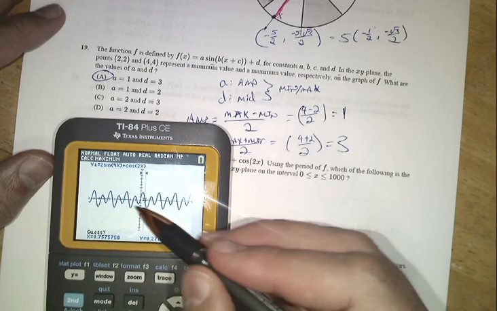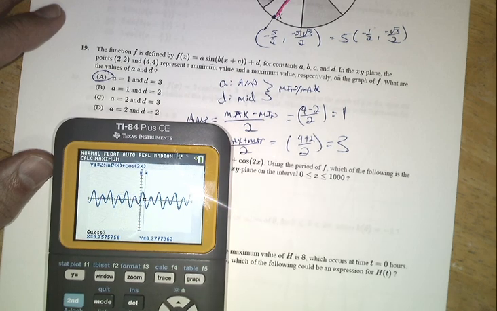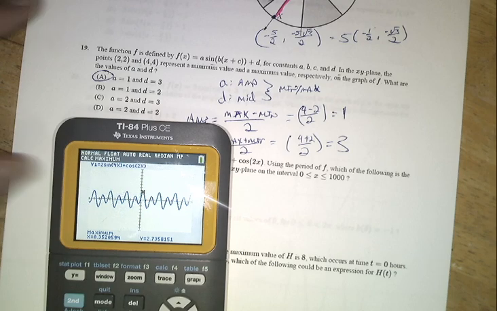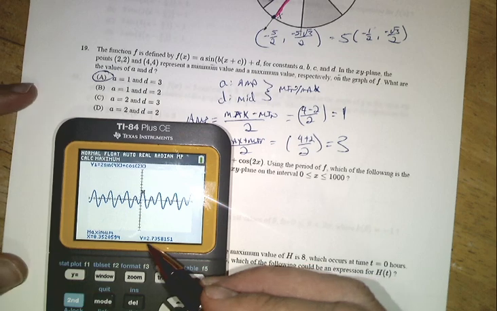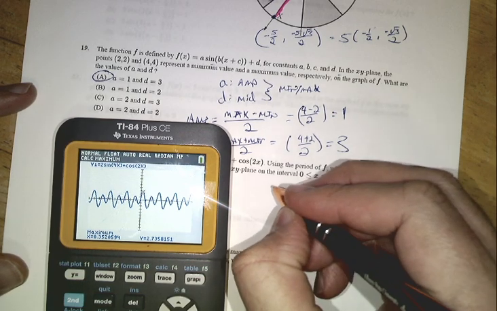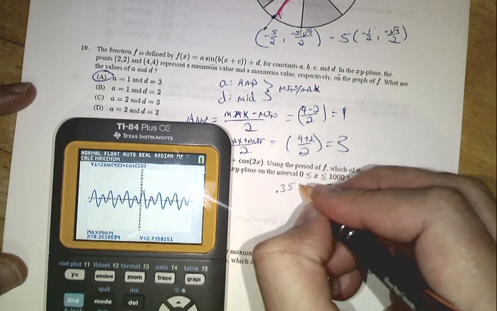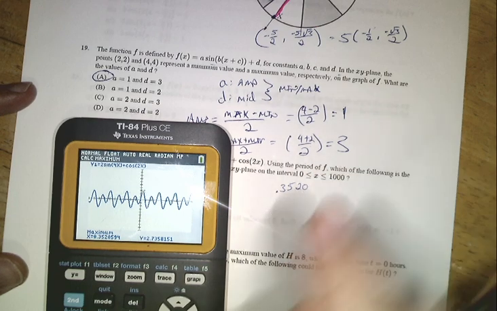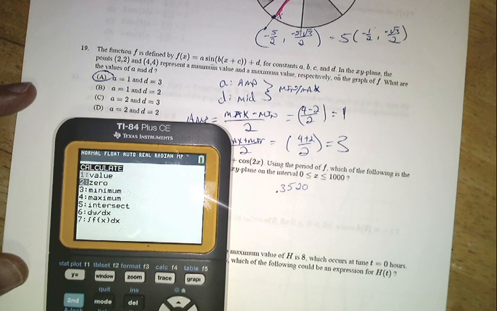So now there is a maximum between these two in this interval. And if we hit enter, we should get a maximum at 2.73. So this is going to be 0.3520 something. Great. And now we need one more maximum. So we'll do it again.